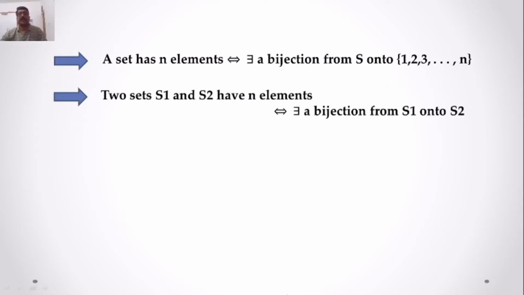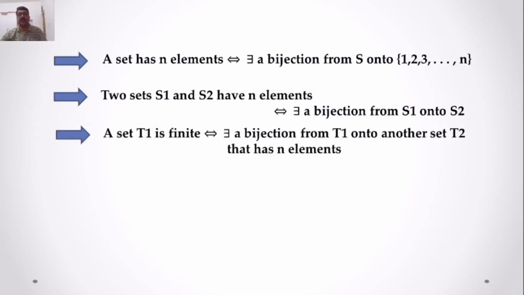Two sets S1 and S2 have n elements if and only if there exists a bijection from S1 onto S2. A set T1 is finite if and only if there exists a bijection from T1 onto another set T2 that has n elements. Suppose there exists a bijection from a set T1, which is unknown to us, onto another set T2 that has n elements, then we can say T1 also has n elements. That is, T1 is finite, and the converse is also true.